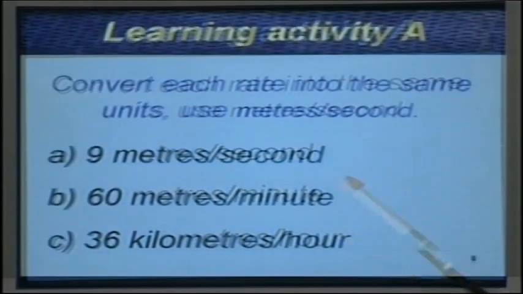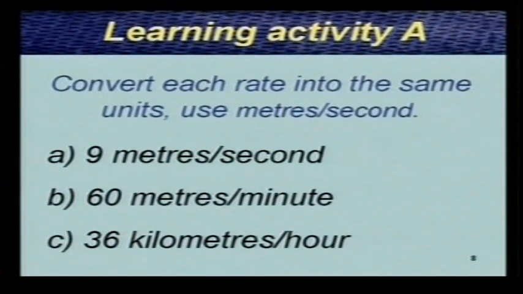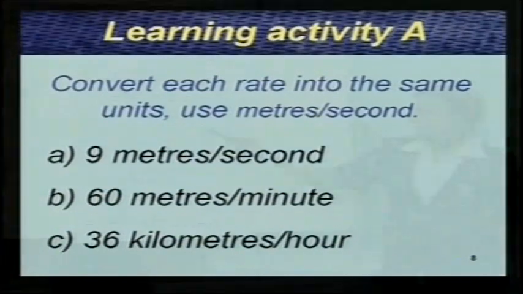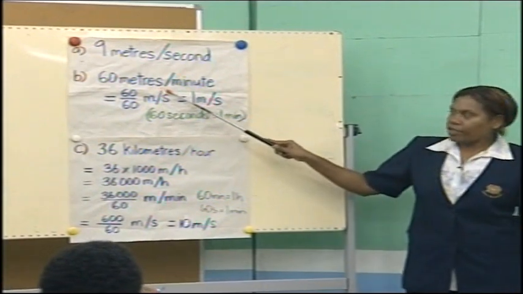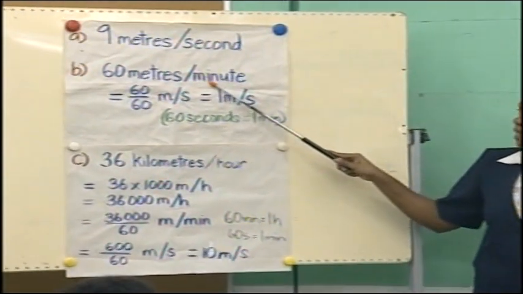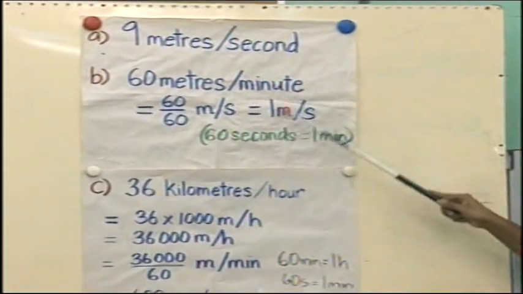And then we can compare our answers. So we'll just go through the working out together, class. So A, it's already fixed, 9 meters per second. All right, B, 60 meters per minute. Okay, this is what we did.